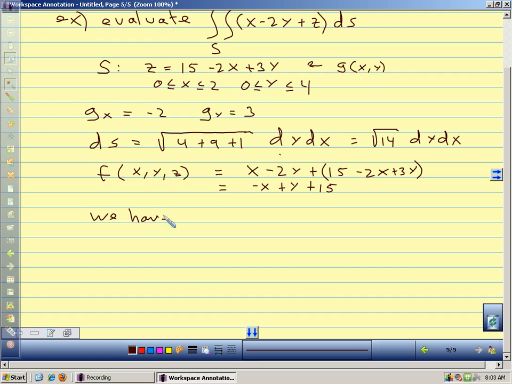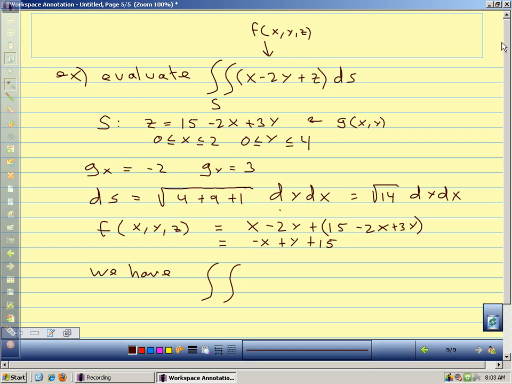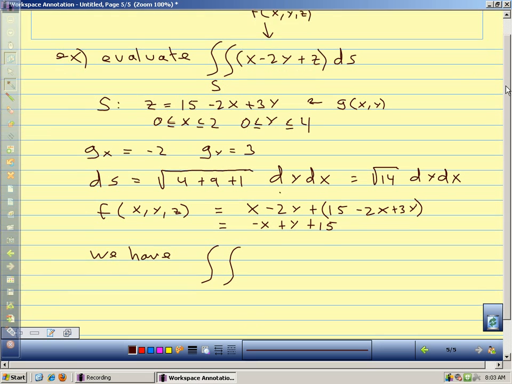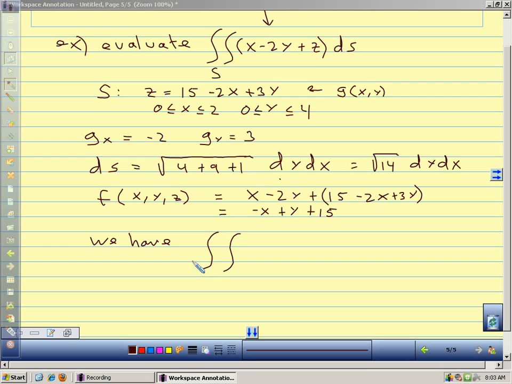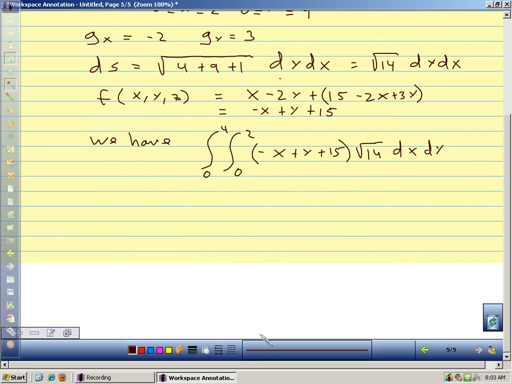So we have the double integral, and we're going from y equals 0 to 2, x equals 0 to 4. Since this is a nice region, it doesn't matter which order I put it in. I'm going to do minus x plus y plus 15 times the square root of 14, and in this order I pick dx dy. So a nice easy integral to evaluate. We evaluate that out and we get 128 times the square root of 14.